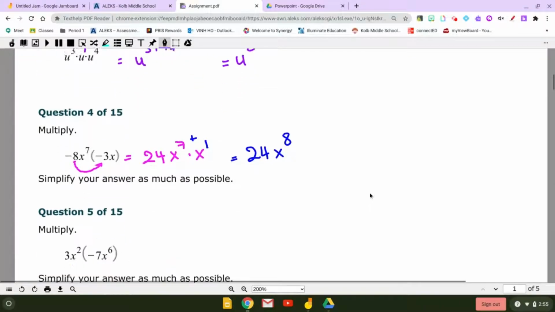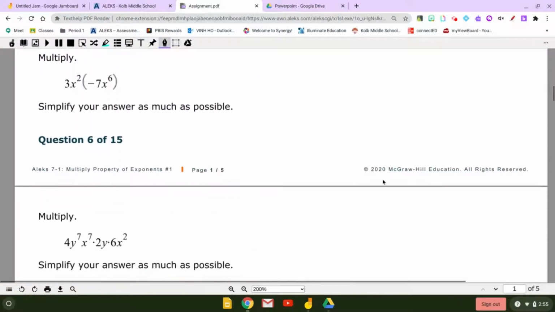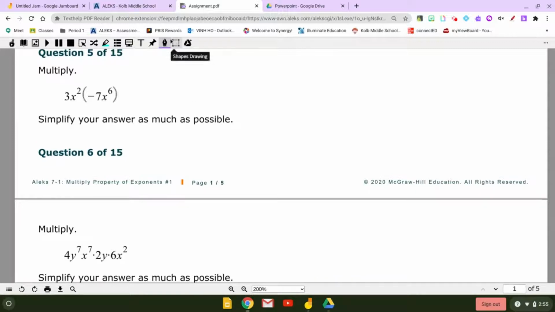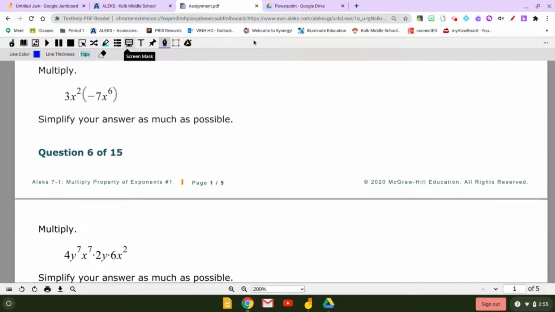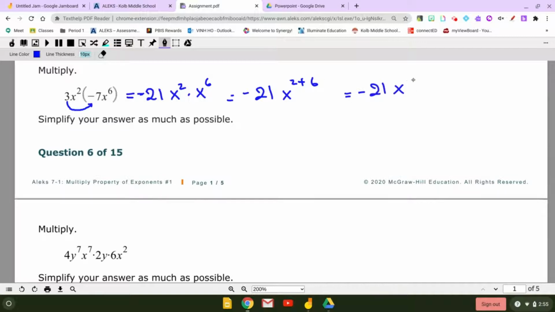All right, next one. Problem 5, same thing. So 3 times negative 7 is negative 21, right? x squared times x to the 6th power. Instead of writing them all out, I can use the multiplication exponent rule by adding the powers. So that will be negative 21 x to the power of 2 plus 6, which is x to the 8th, negative 21 x to the 8th power.